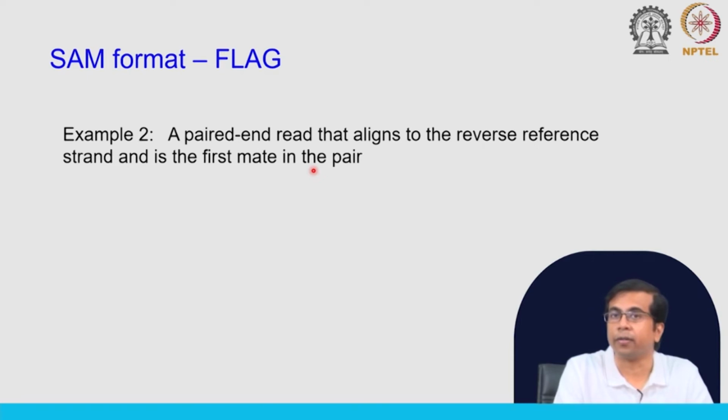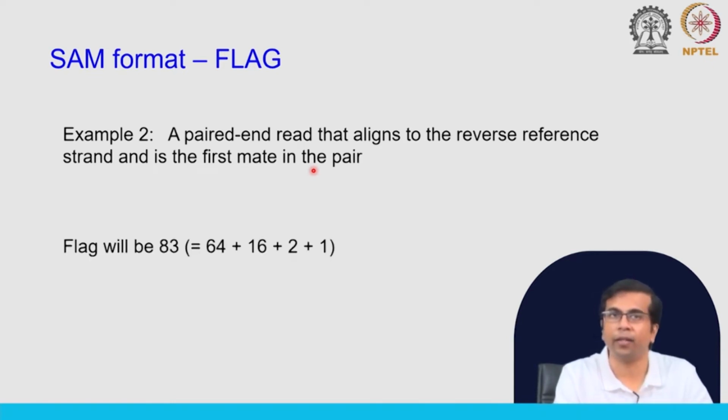It also gives the information that this read aligns to the reverse reference strand. So, if you go back to the table, I am not going to do that, but you can check the table and apply the appropriate flags, and you will see the flag will be 83, which is 64 plus 16 plus 2 plus 1. All these flags, 64, 16, 2, 1, are applicable in this situation for this read, and you just take the sum of these and you get the flag value of 83.